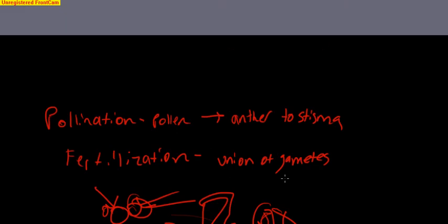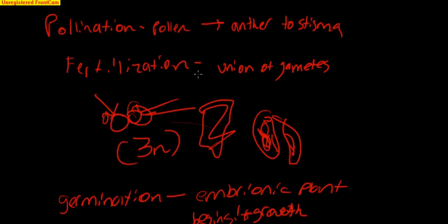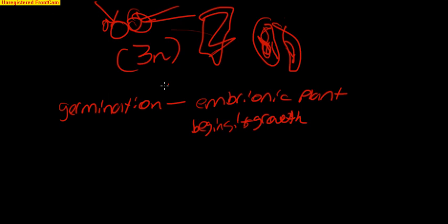So, to review, pollination is when pollen goes to the stigma. Fertilization is when the pollen goes from the stigma to the egg cell, and then the sperm create that zygote, and then the third one goes to form the endosperm. I want to make sure I'm not using the wrong term. Yeah, endosperm, that's correct. And then germination is when the embryonic plant starts to grow.